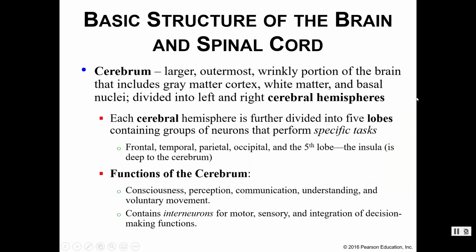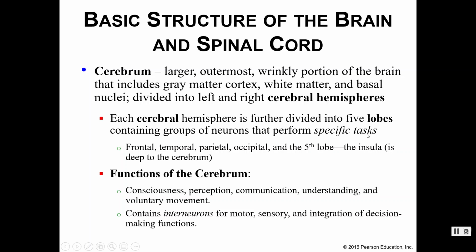So the cerebrum, again, it's the larger part, the outermost part, the wrinkly part. This includes both your gray matter, which is your cerebral cortex, the white matter, and your basal nuclei. We do divide your cerebrum into hemispheres. You have a left and right cerebral hemisphere. And each of these hemispheres is then subdivided into 5 lobes. You've got frontal, temporal, parietal, occipital. Those should definitely sound familiar since you have frontal bone, temporal bone, etc.